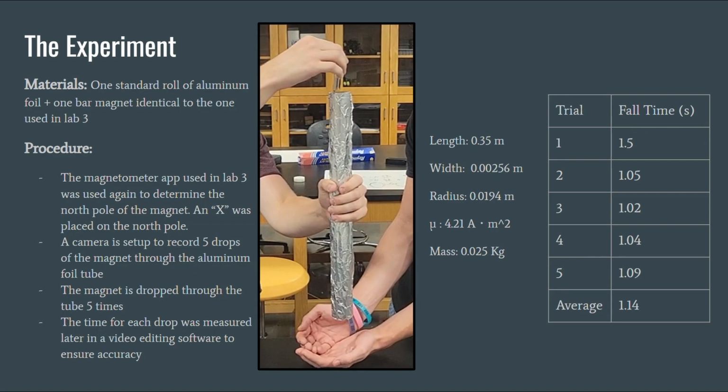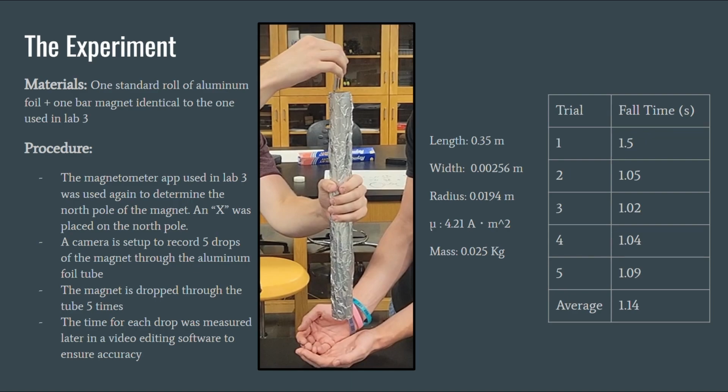As we get into the actual procedure, first we took a look at the magnetometer app that we used in Lab 3. We used that again to determine the north pole of the magnet, and we placed an X on the north pole with a dry erase marker. A camera was then set up to record the following drops of the magnet through the aluminum foil tube, and as the camera was rolling, we dropped the magnet through the foil tube 5 times. Then to find the time for each fall, we ran it through video editing software to ensure accuracy, looking at the timestamps of the magnet going in and coming out.